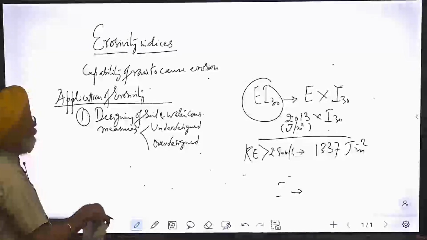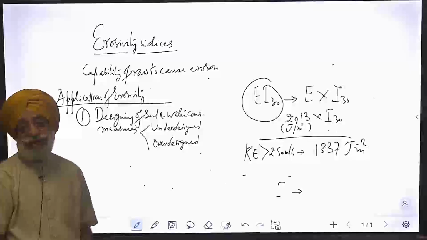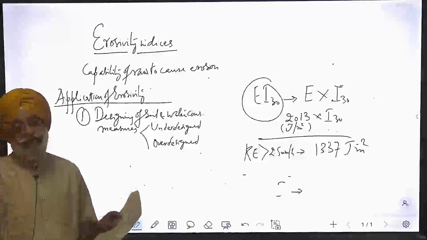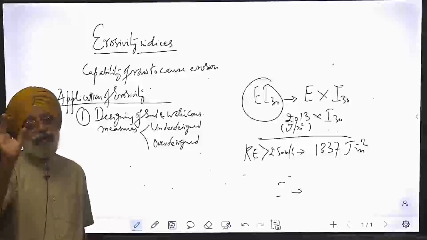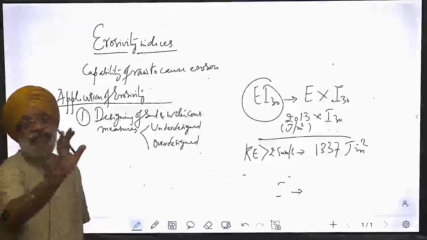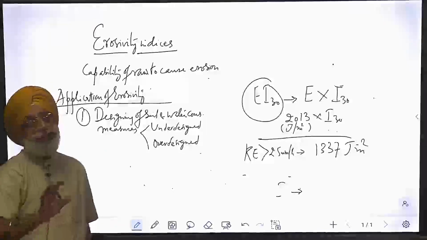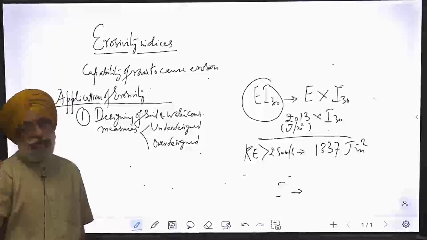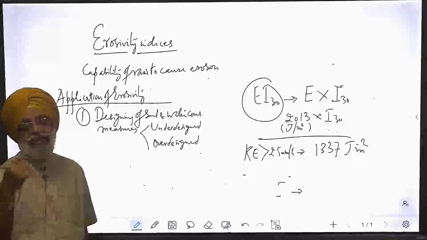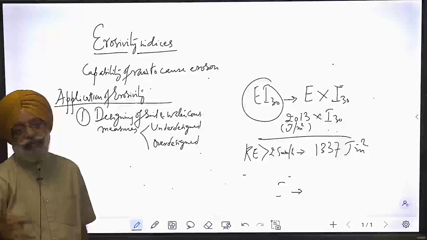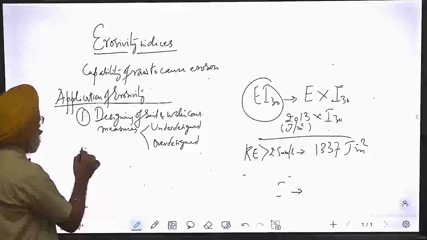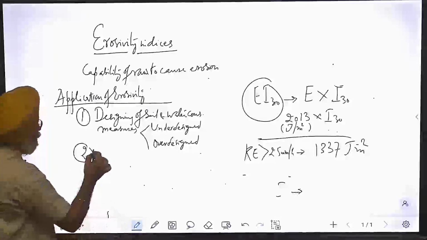Similarly, as I said, we can have erosivity maps in every country. In different parts of the country, you can see that this part has this much erosivity, and that part has that much. You can have erosivity contours also. Then for any place in your country, you can design soil and water conservation measures depending upon the value of erosivity.